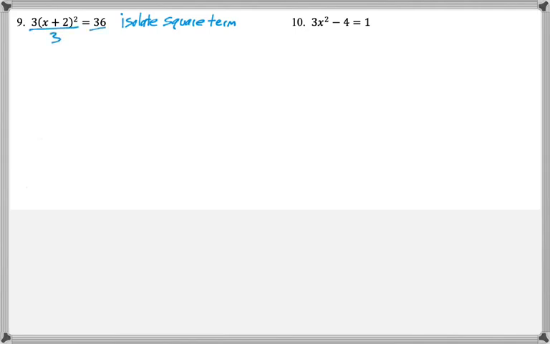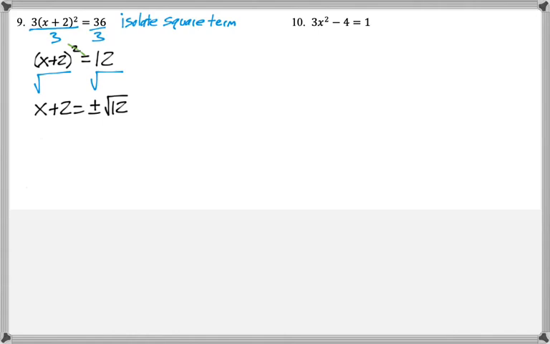So I want to divide both sides by 3, and that will give me x plus 2 squared is equal to 12. So now I want to take the square root of both sides, and the square root will eliminate the square, and I have x plus 2 is equal to plus or minus the square root of 12.